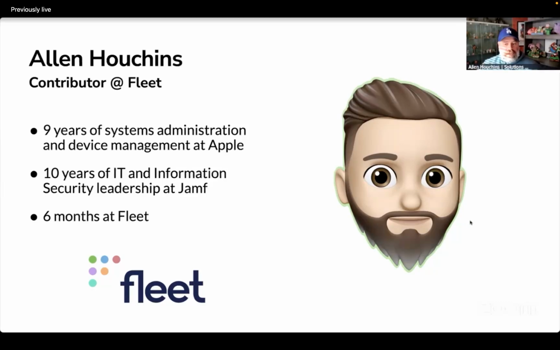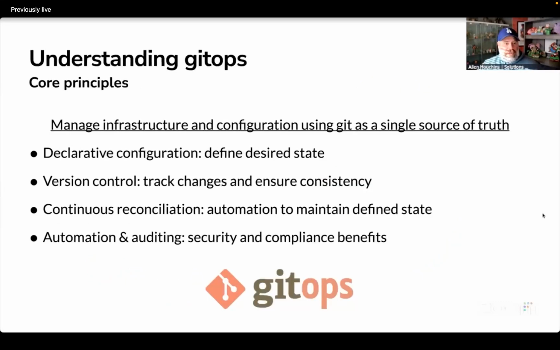So enough about me. Let's start talking about the core principles of GitOps. I'll start with a very basic definition, and it's a definition that we'll continue to pick apart as we go through the rest of this presentation. But GitOps at the core is really about managing infrastructure and configuration using Git as a single source of truth. And you might hear the terms infrastructure as code or configuration as code too. And all this really means is you are going to have a code repository.